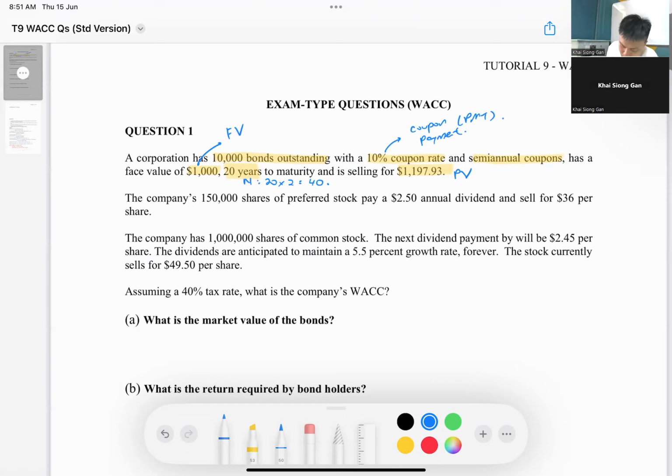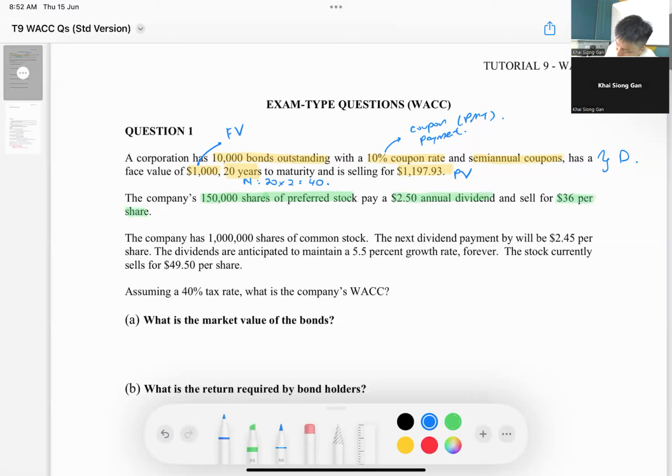Now, we will do that later on. So it's very obvious for the first one. For the first scenario over here, we are referring to the debt. Next part. The company's 150,000 shares of preferred stock. That means these are the preferred stock that have been issued, the number of preferred stocks. They pay a 2.5 annual dividend and sell for 36 per share.